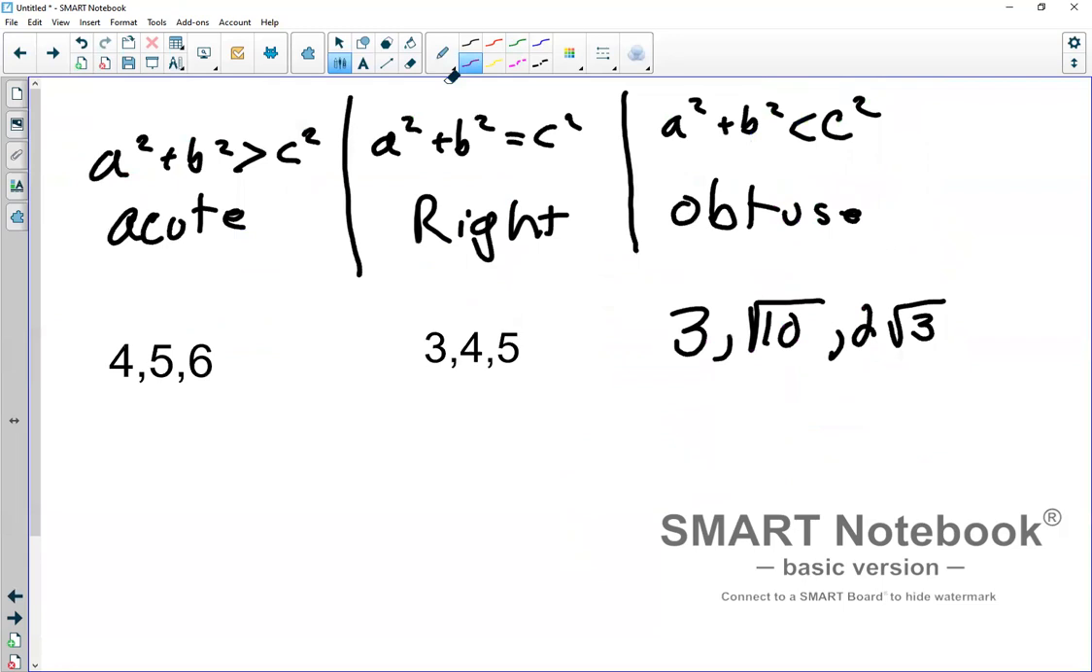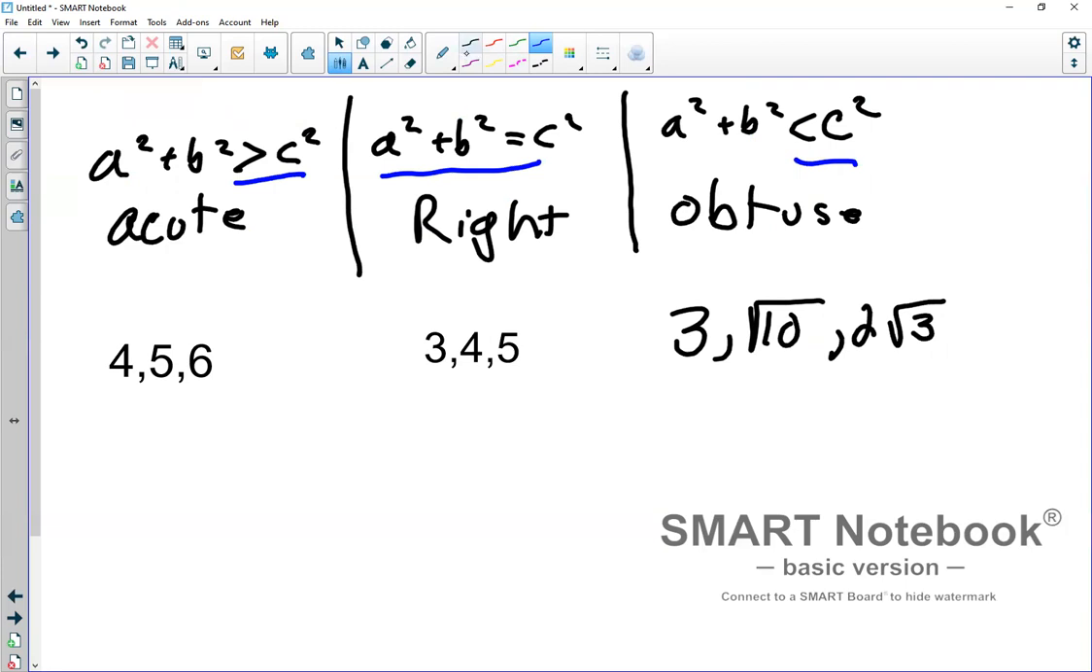Okay, this is chapter 7.2. This right here are the rules. We learned from the previous page that equal will give you a right triangle. If c squared happens to be bigger, it's going to be obtuse. And if c squared is smaller, it's going to be acute.